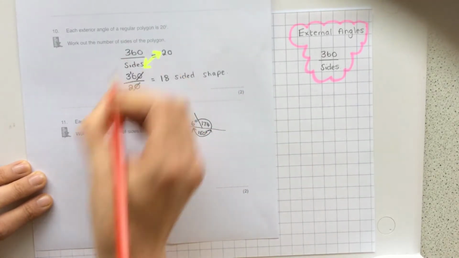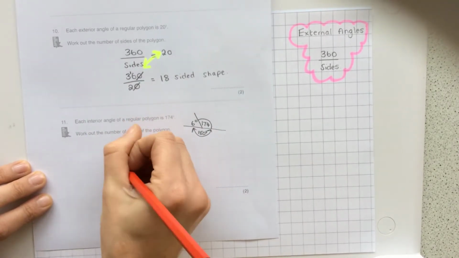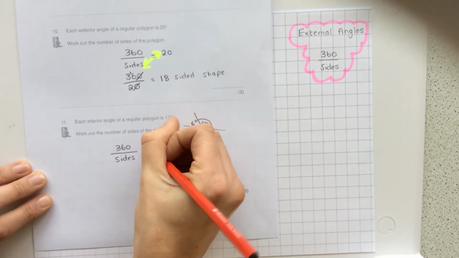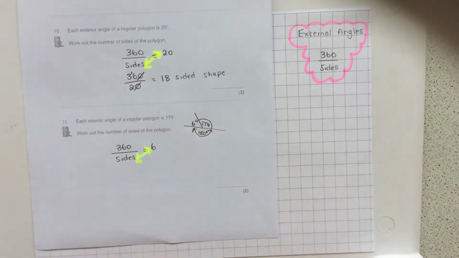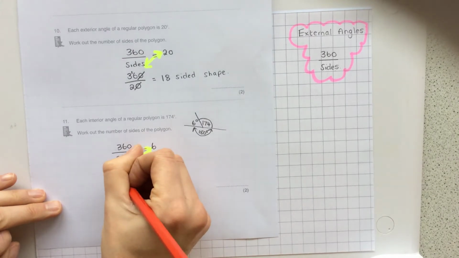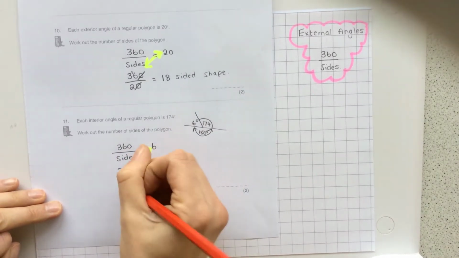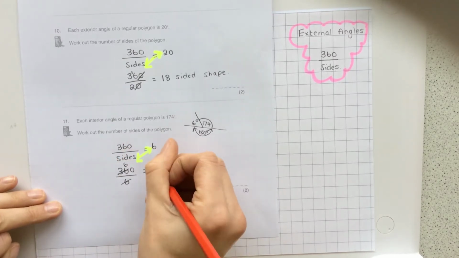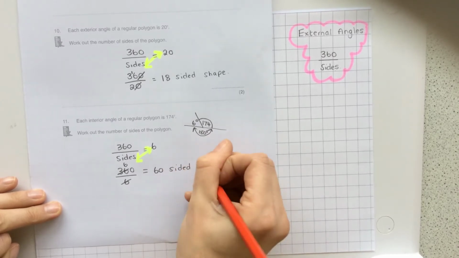We can then put it into this up here where we've got 360. We've got the sides, and in this case we get an answer of 6. We are going to switch, as we did in the previous question, to give us 360 divided by 6. So 6 goes into 36 6 times, giving us a 60-sided shape.